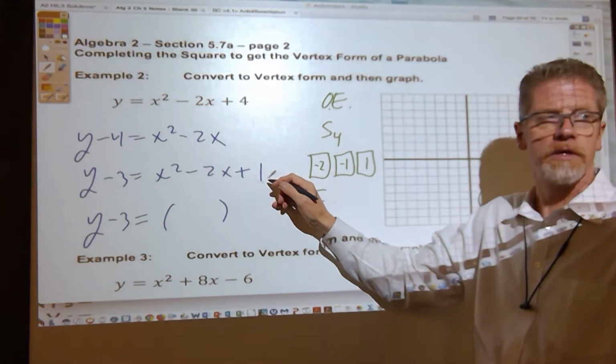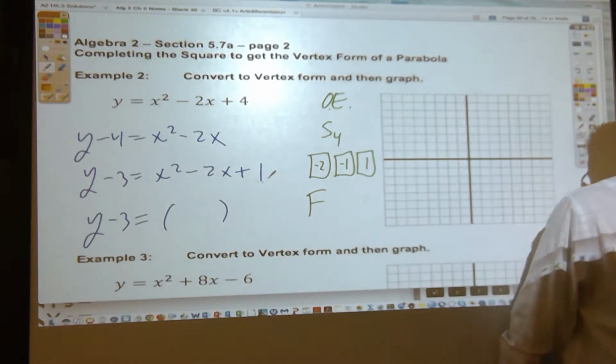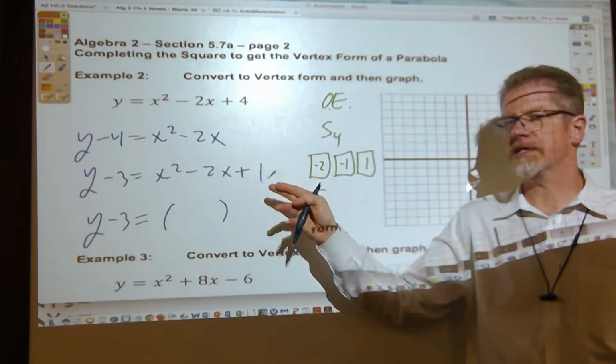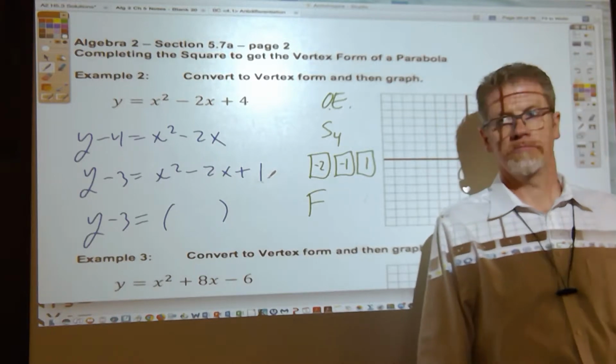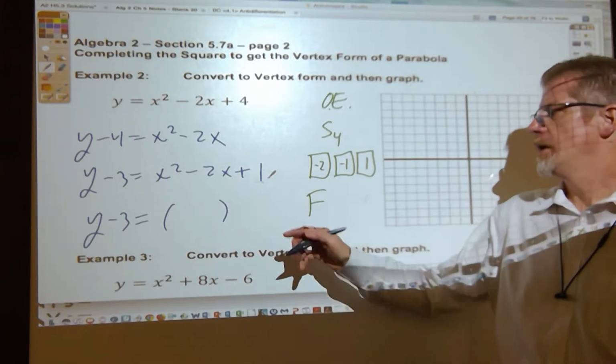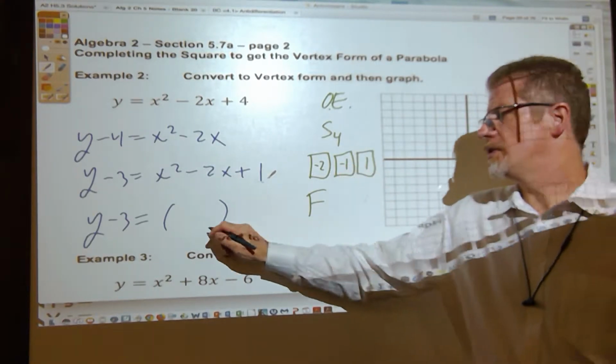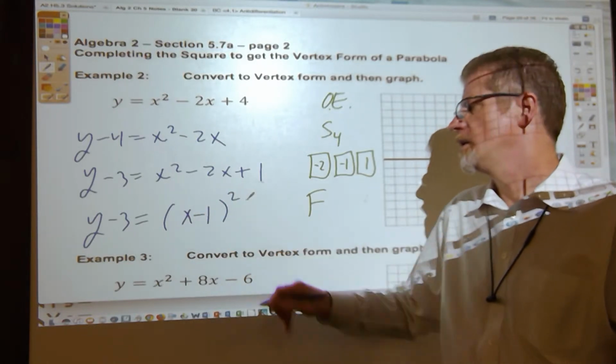Who thinks they have it? What's the factored form of x squared minus 2x plus 1? All right, Shane, go ahead. Is it x minus 1 squared? Yeah, it's x plus box 2, x minus 1 squared.